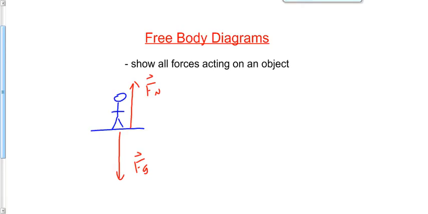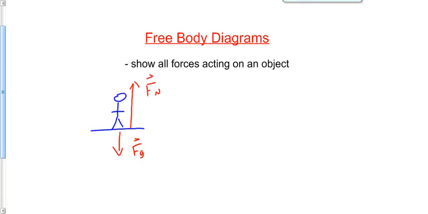So these forces aren't balanced. We should have drawn one of them longer than the other one. Which one should be longer? Gravity or the normal force? The normal force should be bigger. Yeah, the normal force should be bigger. If it accelerates upward, then that means the force upward has to be bigger than the force downward. That make sense?